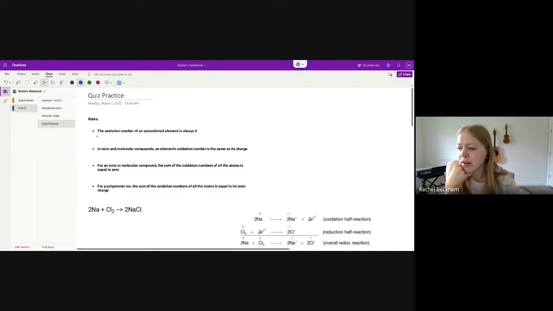So if an element is not combined, like if you have hydrogen and oxygen that makes water, right? Which of these are uncombined? Well, this one is combined, H2O, but the oxygen and the hydrogen are uncombined. So they both have an oxidation number of 0. So any uncombined element, if an element is by itself, any element, there's 118 elements, but if it's not combined with anything else, it's going to have an oxidation number of 0 with it.